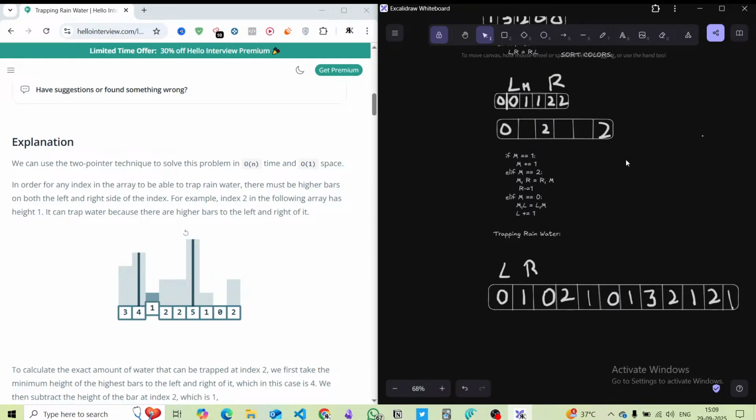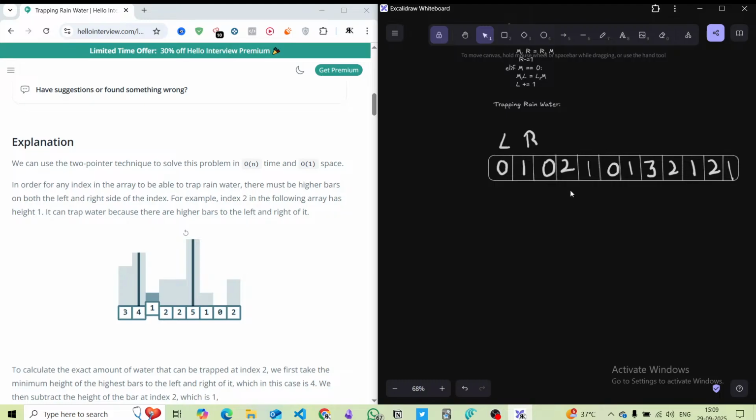Okay, so this is the array we have. Here 0 means there is no container, 1 means there is one block, then 0, and it goes on. In order for any index in the array to be able to trap water, there must be high bars on both the left and right side. For example, index 2 in the following array has height 1. It can trap water because there are higher bars to the left and right of it.